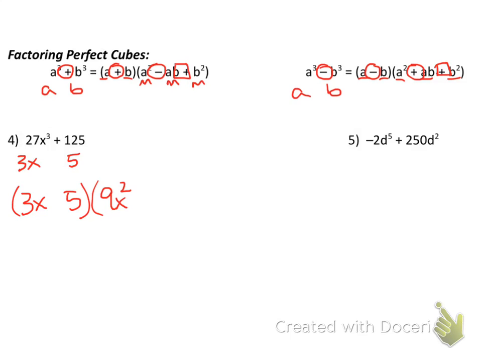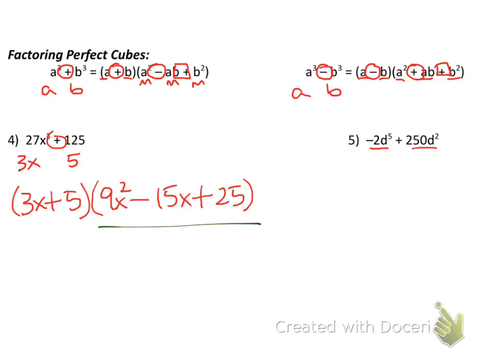And then I'm going to take 3x times 3x, which would give me 9x squared, and then 3x times 5, which would give me 15x, and then 5 times 5, which is 25. Since I'm adding in the original problem, my first parentheses is going to be plus. The opposite of that would be minus, and then that's always plus. And that's as far as you can factor this. When you factor a perfect cube, the trinomial that you end up with will never factor.